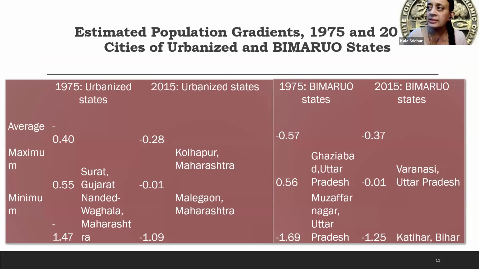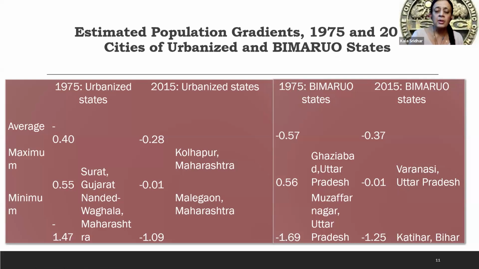Now, I hope that the slides are moving. Now, these are the regional variations in the population density gradients in 1975 and 2015 in the cities of urbanized and high-income states and the BIMARU states. So BIMARU states, this is an acronym to refer to states in India that are backward, lagging, and slow growing.